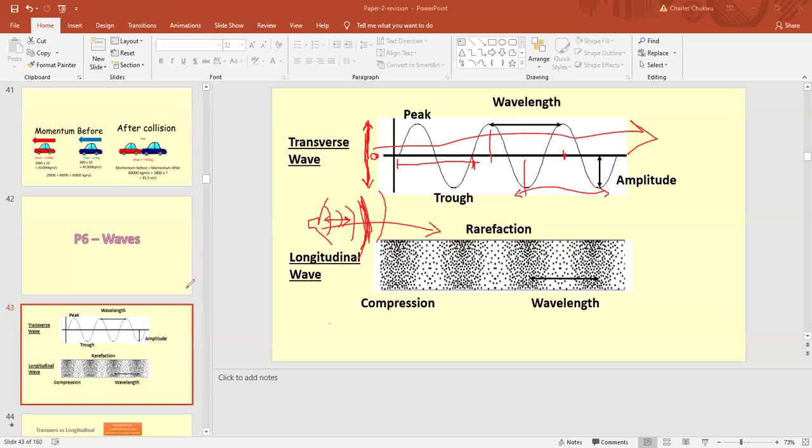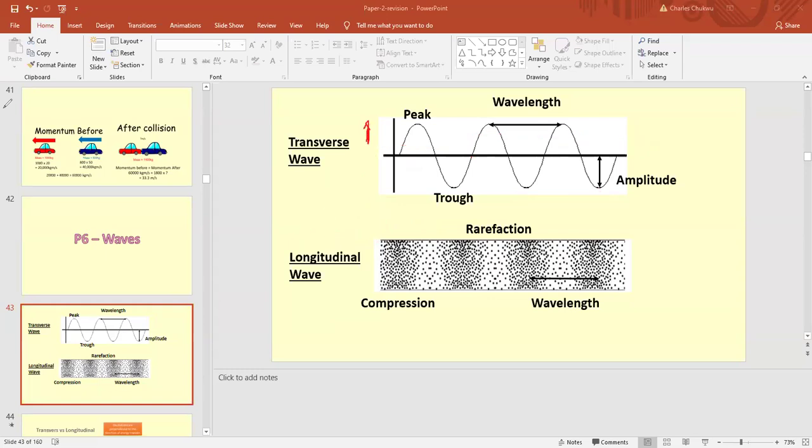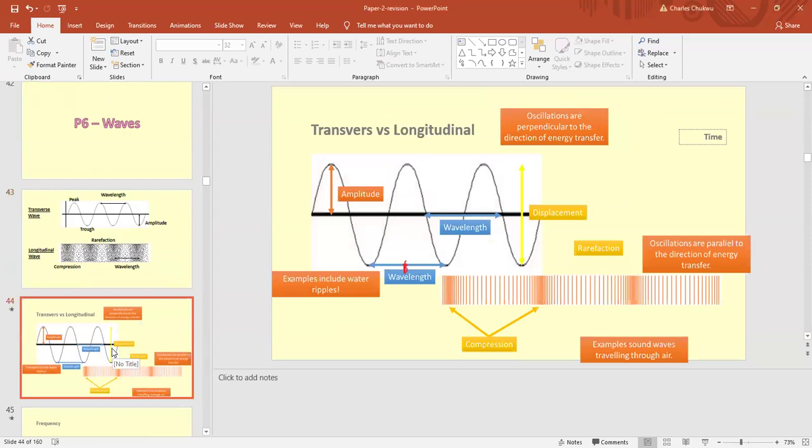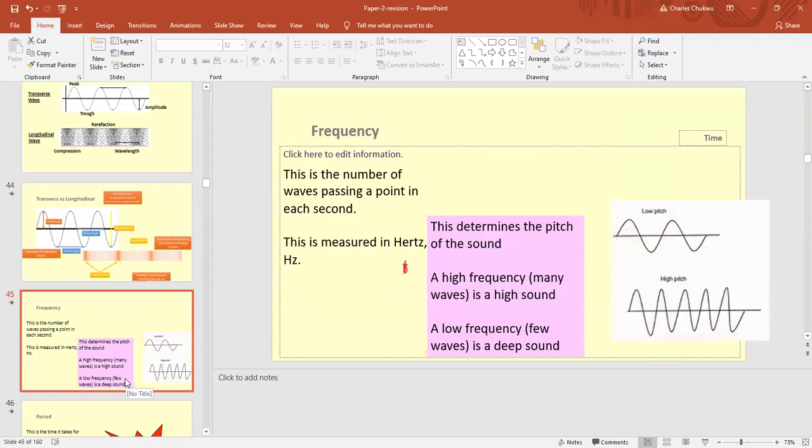Okay, good. All right, so I just felt I should emphasize that because I know we saw questions around this, so I'm very, very sure it's an area where questions will come out, definitely, under foundation. Okay, so let's move on. Examples include water ripple, that's for transverse wave, and examples, sound waves traveling through air. Okay, so I think we've dwelt on that. So let's move on to something else.